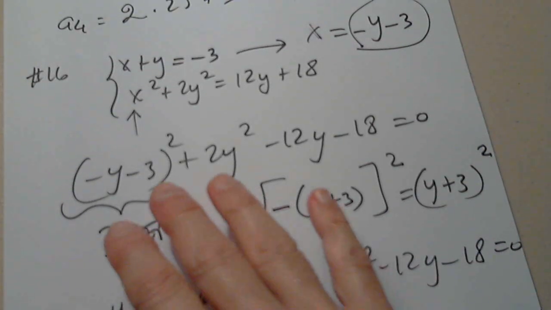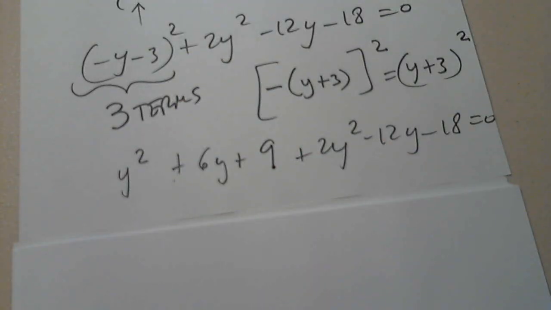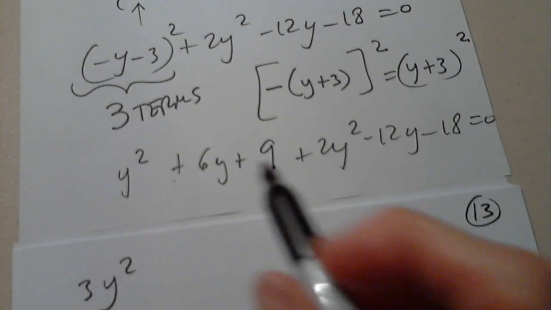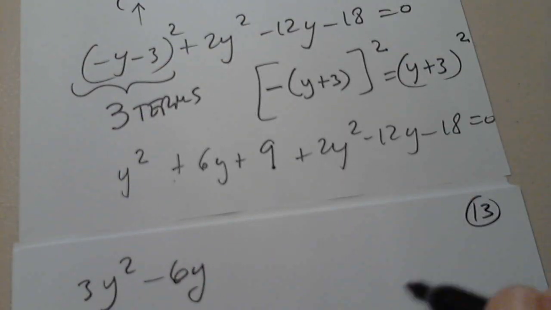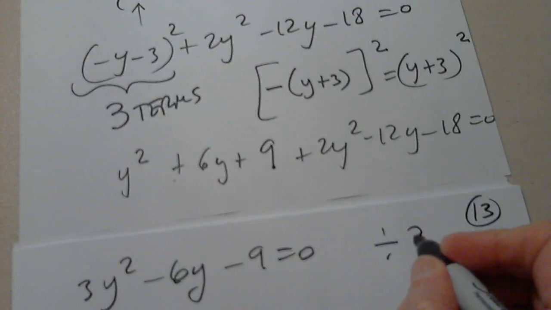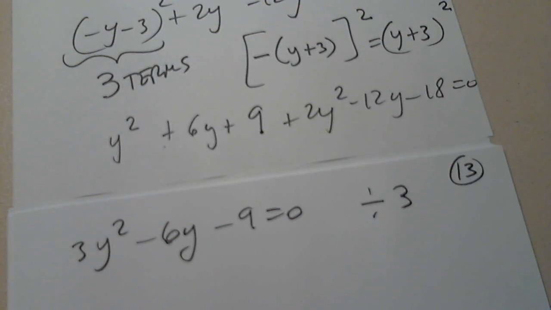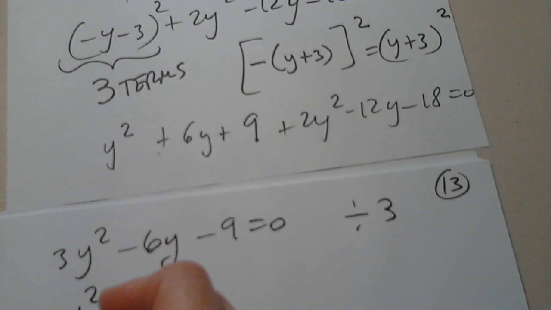Now I have to clean it up. So let's clean it up. Y squared plus 2y squared, 3y squared, 6y minus 12y, -6y, 9 minus 18, -9 equals 0. Of course, I'm going to continue cleaning it up because I notice that all 3 terms can be divided by 3. So I have y squared minus 2y minus 3 equals 0, and this is not difficult to factor.